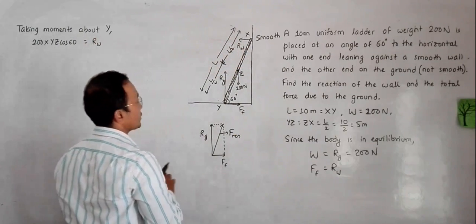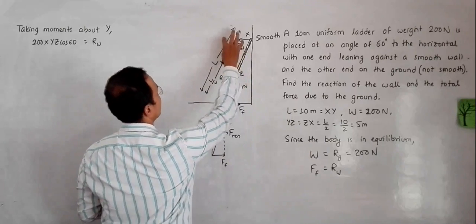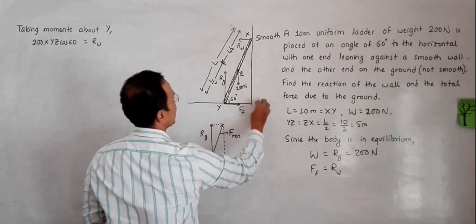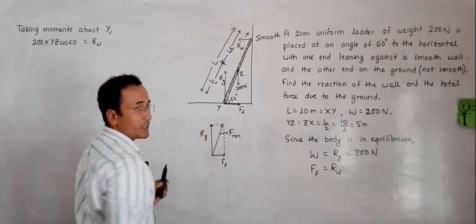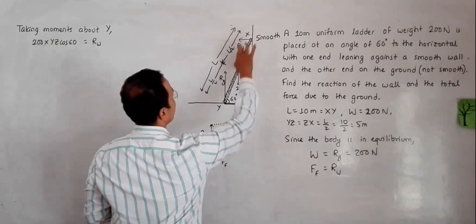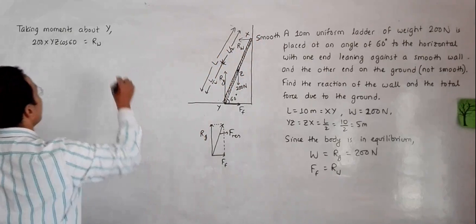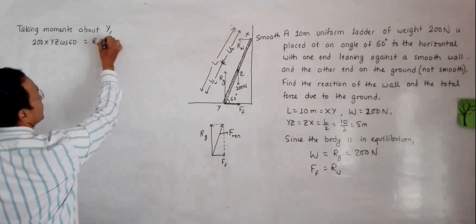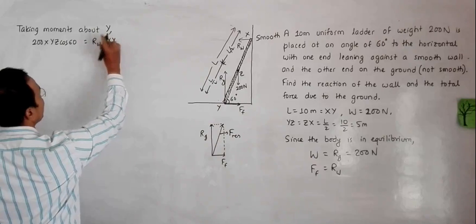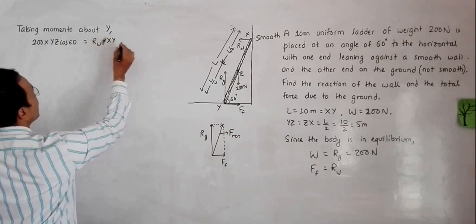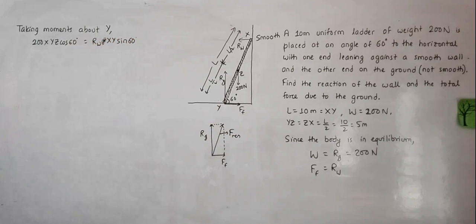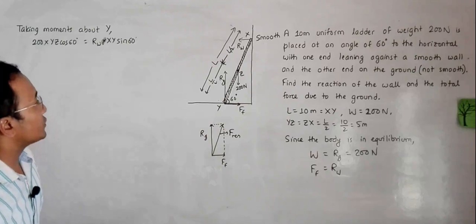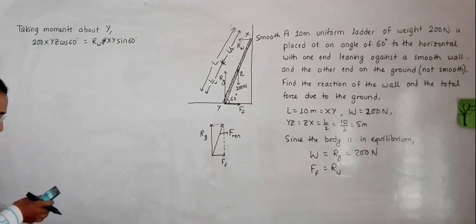So the moment will be Rw into this distance from here to here. And this distance will be equal to this into sine of 60. So this whole distance into sine of 60. So it should be Rw into xy sine of 60 degree. So one is 200 yz cos 60 and another is Rw into xy sine 60. So if I do calculations here, I can easily find this value.